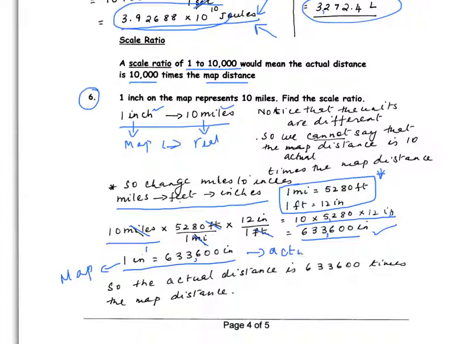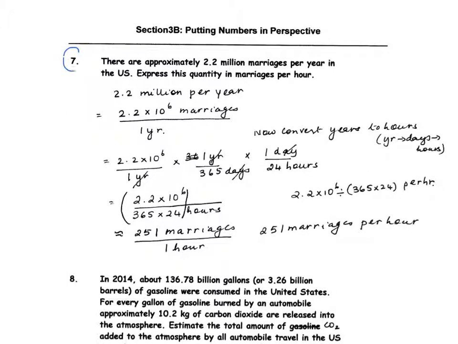actual or real value. Now that the units are standard on both sides, the scale ratio can be described as 1 to 633,600, which is the same as saying that the actual distance is 633,600 times the map distance. So let's look at the next problem.